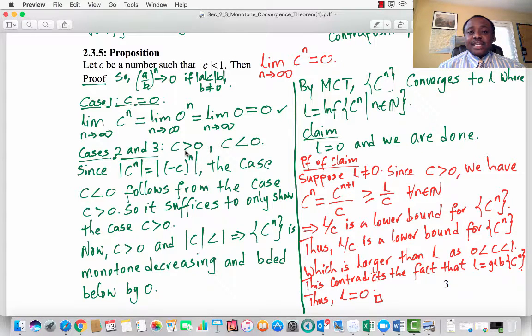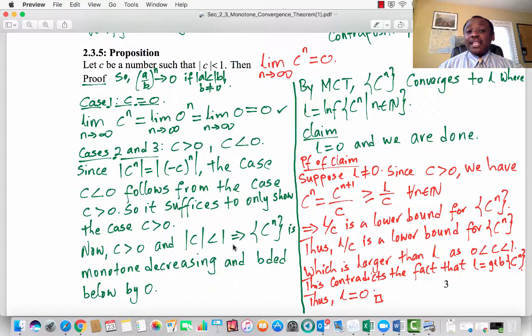Cases 2 and 3, we will do together: the case when c is positive or when c is less than 0. Now, since the absolute value of c raised to the power n equals the absolute value of negative c, all of that raised to the power n, the case c less than 0 follows from the case c greater than 0. So it suffices to prove only one of them, and we are only going to prove the case c greater than 0. With c greater than 0 and the absolute value of c less than 1, we're looking at sequences like (1/2) to the power n, (8/9) to the power n.